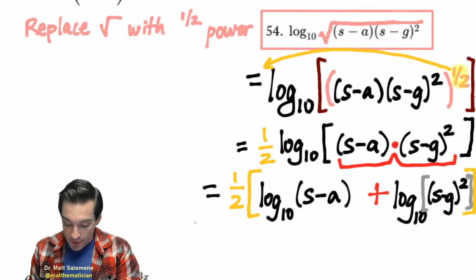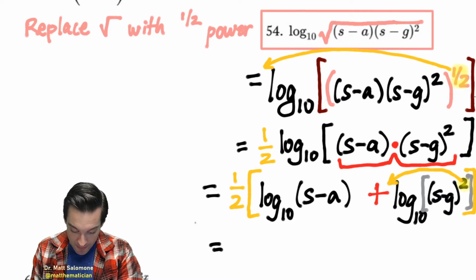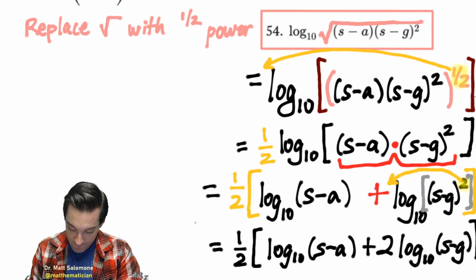So the moral of that story is I can take this second power and bring it out in front of its logarithm, and then we will have a fully simplified logarithmic expression: 1/2 times the quantity base 10 log of s minus a plus 2 times the base 10 log of s minus g. Done.